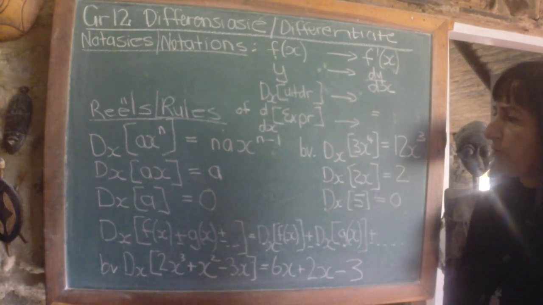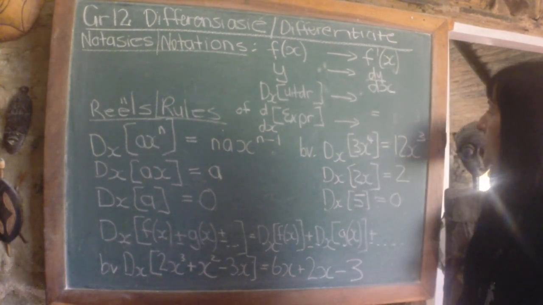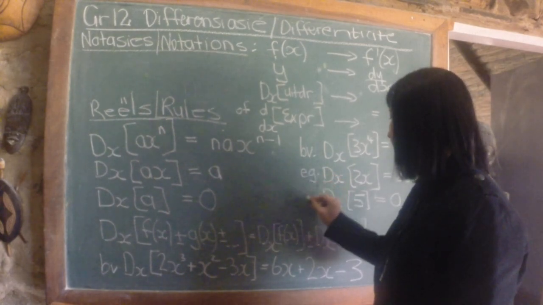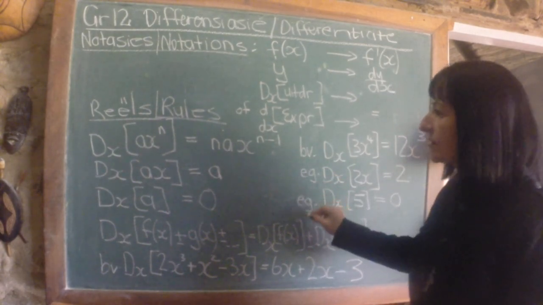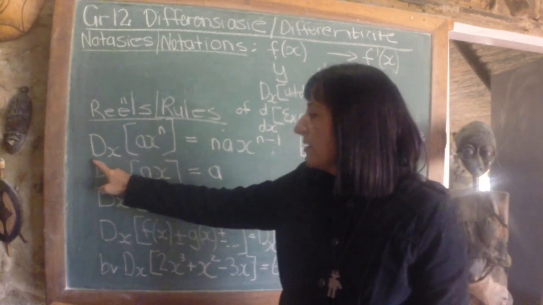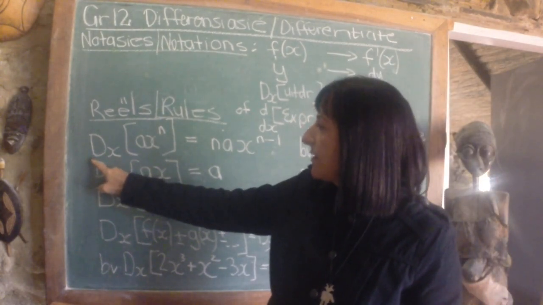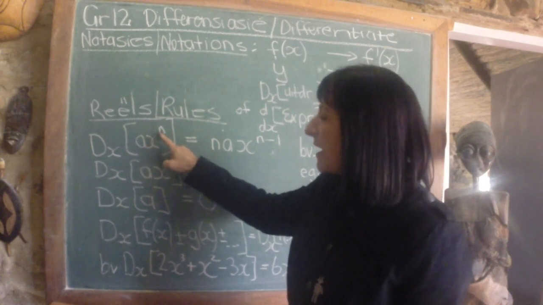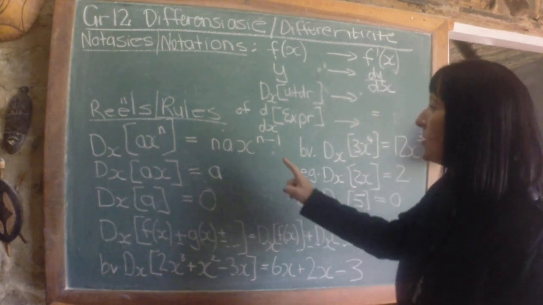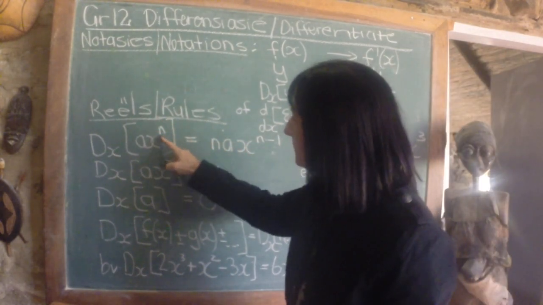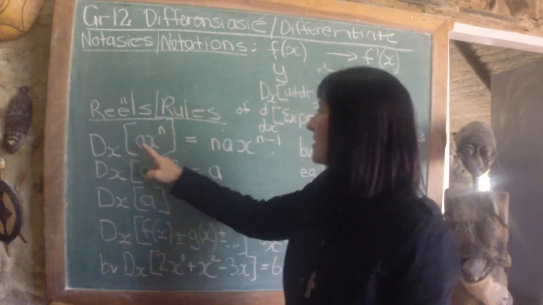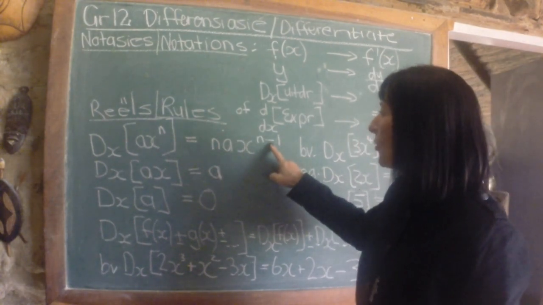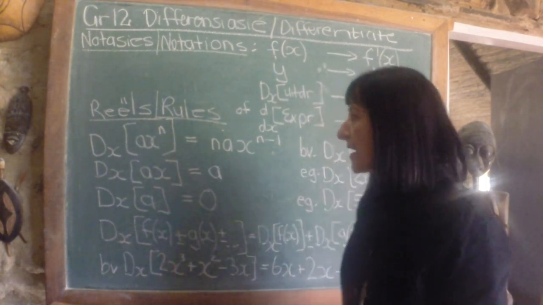Kom ons kyk gou-gou na 4 reëls. 4 rules that you must know by heart, and I'm going to do examples on these 4 rules as well, so that you can exactly see what to do. When you get the derivative of ax to the power of n and you apply the rules, then you take that n to the front. So you multiply n with a, and then you subtract 1 from the n, that's the exponent.